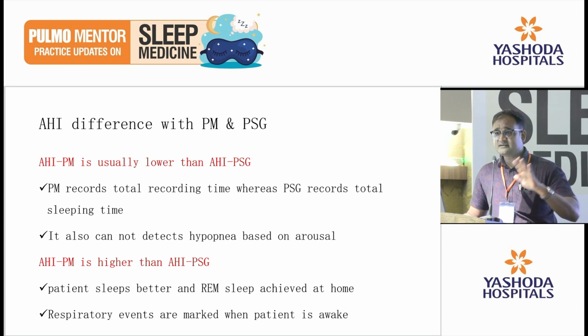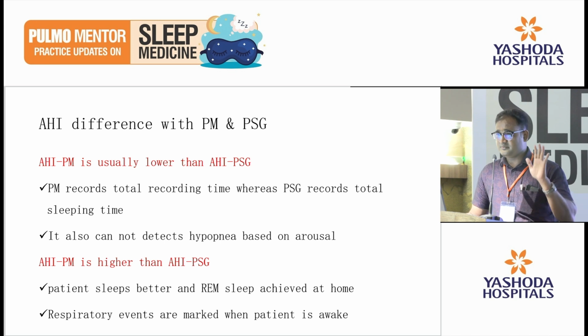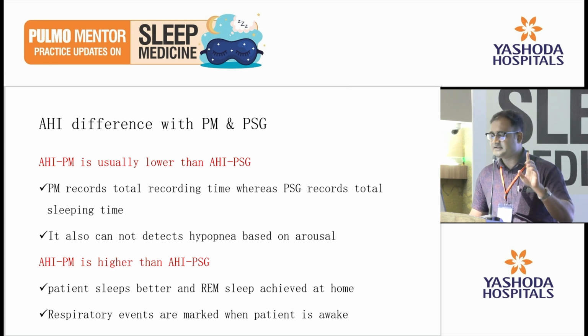Then there is a major difference between the AHI of portable monitoring and level 1 polysomnography. Maybe in subsequent lectures, you will learn about AHI, that is apnea hypopnea index. So the AHI in portable monitoring is usually lower than the AHI in polysomnography because portable monitoring records total recording time, whereas polysomnography records total sleeping time. It also cannot detect hypopnea based upon arousal.